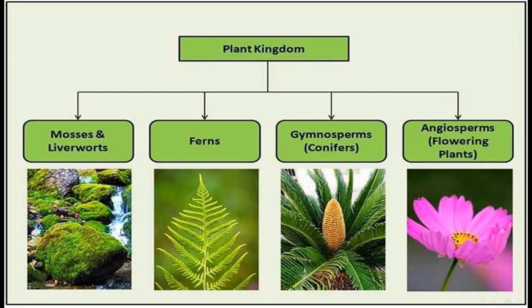So simple plants lack organs like root, stem, leaf, and flower, and higher plants have a complex body with complete organs like root, stem, leaves, and seeds, and may have flowers and fruits also. So the plant kingdom is divided into two groups, simple plants and higher plants. You must keep it in mind.